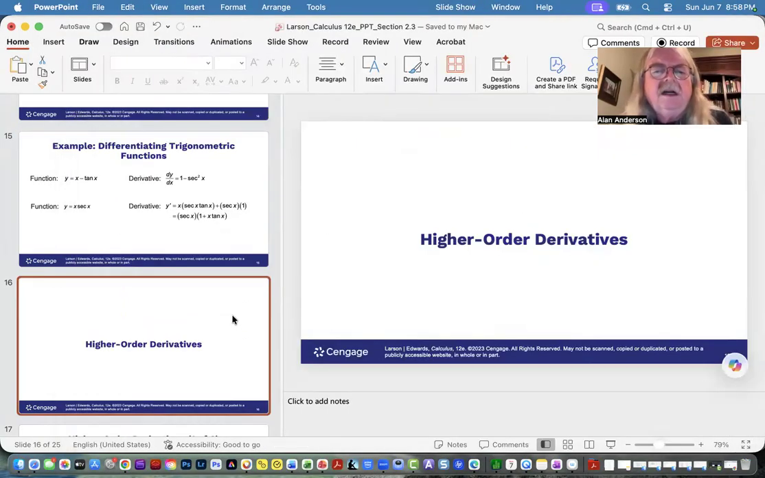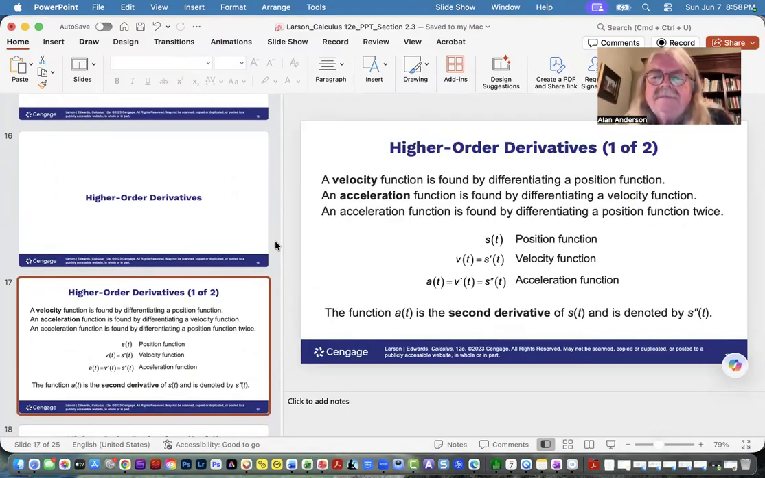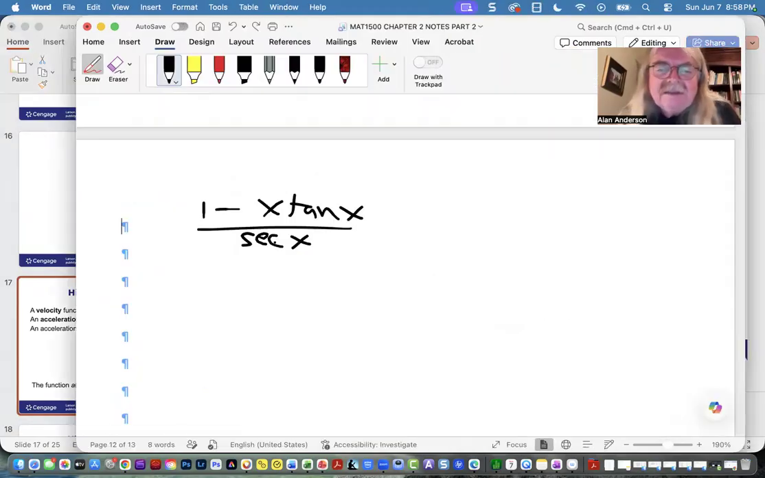All right. Higher order derivatives. Now, it's possible to take a derivative more than once. And so here's a quick example from physics. s of t is the position of a particle at a given time. The first derivative is the velocity. And then look what they have there.